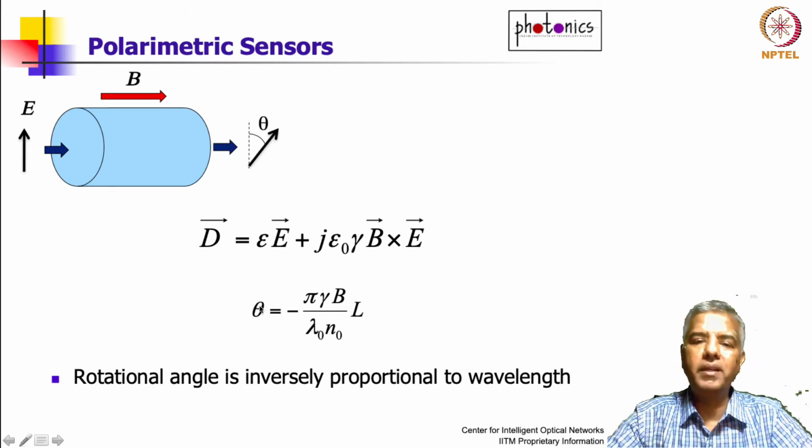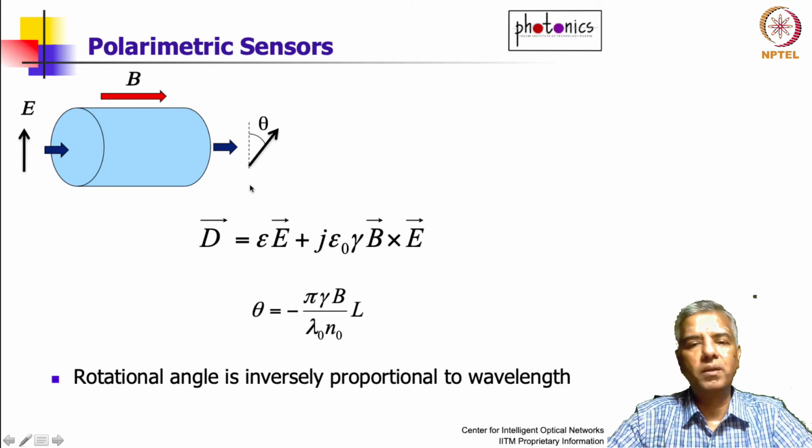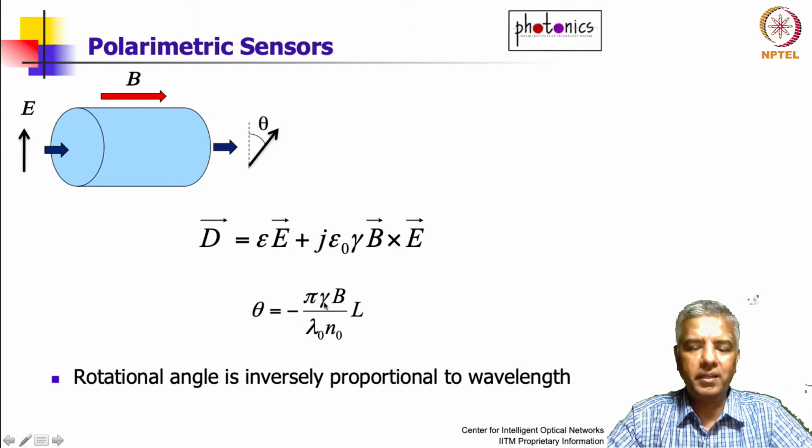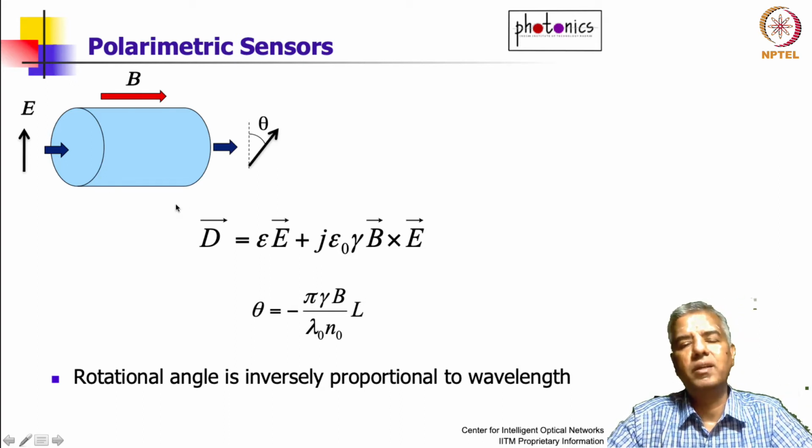Some materials exhibit this more strongly than others. But if you are using one of those materials, it will take this incoming polarization and rotate it by an angle theta. Theta can be quantified using this expression, which depends on the magneto-gyration coefficient multiplied by the magnitude of the magnetic flux density that you are applying, as well as the length of this crystal. So a longer length means you can have a larger amount of rotation.